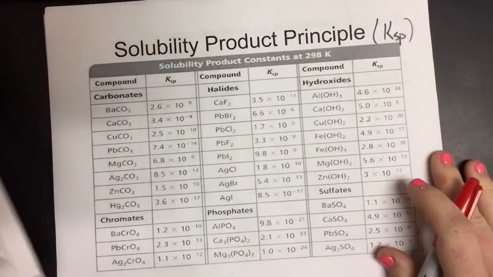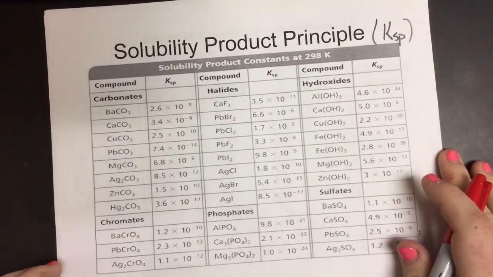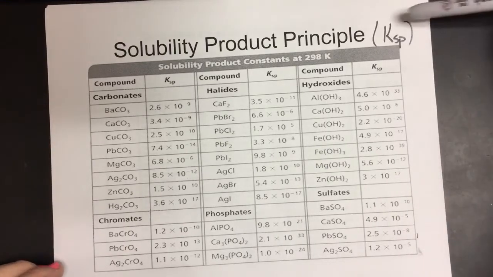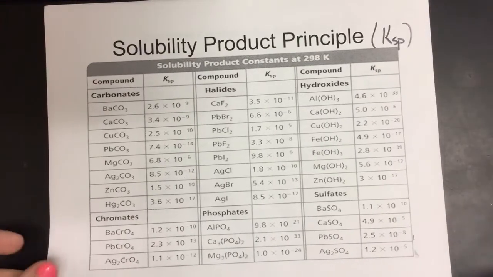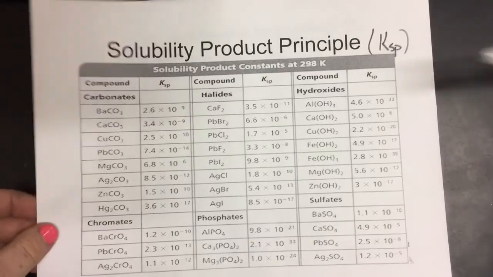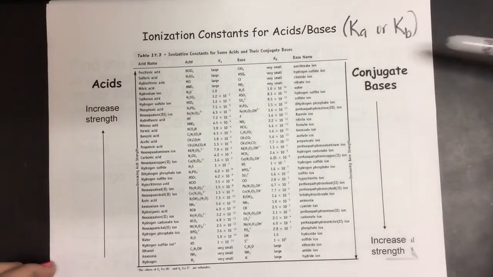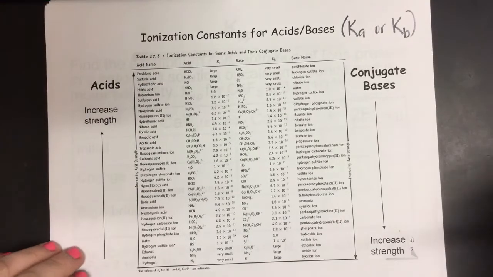Okay, so most of the time when you're given a KSP, Ka, or Kb problem, you'll get a chart with KSP, Ka, or Kb values, which you see here. So this is the one for KSP, and here's the one for Ka, and you just look through and find the value of the substance that you're given. So now on to some practice problems.